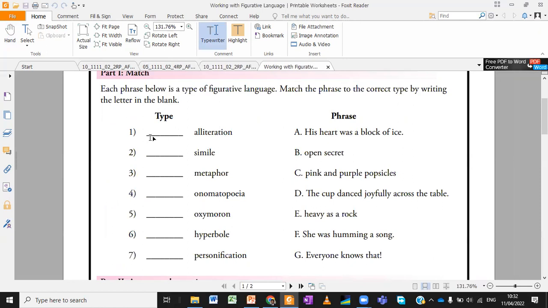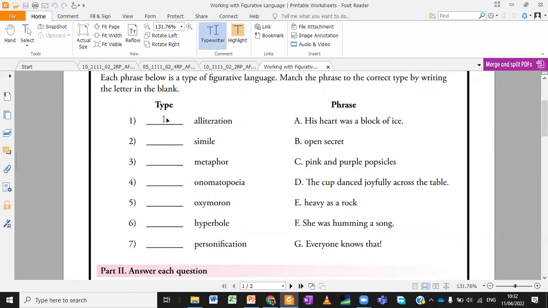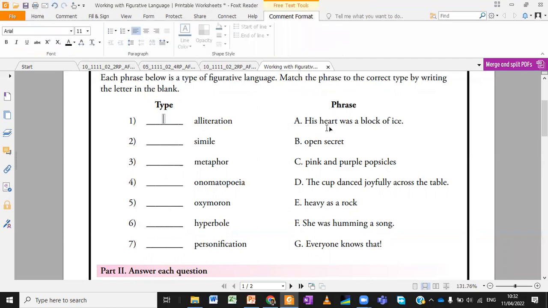Okay? Now, I believe you can see my screen well. This is what you will do. If you look at number 1, I will place the cursor here and you tell me which of these phrases is alliteration. Just mention A, B, C to G, then I'll type it here. If you say A is alliteration, I'll type A, then we'll check the answers. So go through the phrases and tell me which one is alliteration.